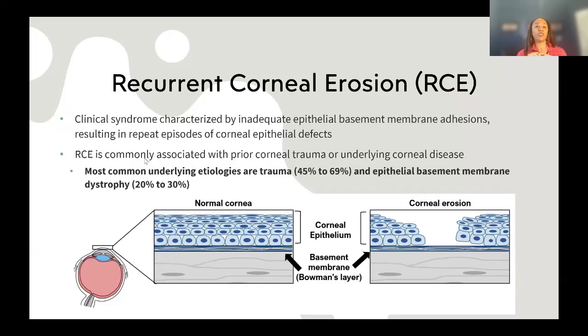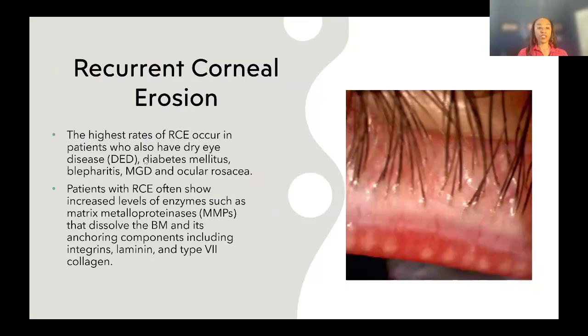RCE is very commonly associated with prior trauma, but one thing we tend to forget is that it's also correlated with underlying corneal disease like corneal dystrophy, specifically epithelial basement membrane dystrophy. About half of all patients that have RCEs probably had a prior injury, but some of them do have some sort of anterior corneal dystrophy. The highest rates of RCE occur in patients that also have dry eye, diabetes, blepharitis, MGD, and ocular rosacea.